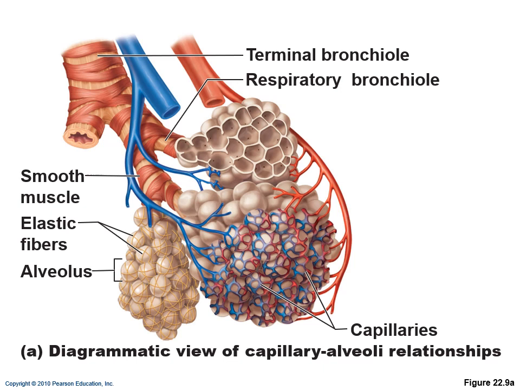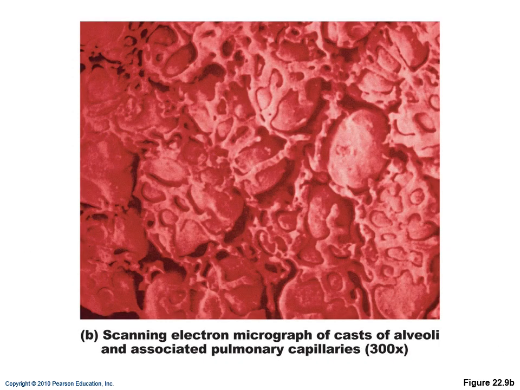Okay, so here's just an enhanced view, and you can see how greatly vested the capillary network is with the alveolar walls. And here's a scanning electron micrograph of casts of alveoli and pulmonary capillary showing just how interspersed they are at the respiratory membrane.